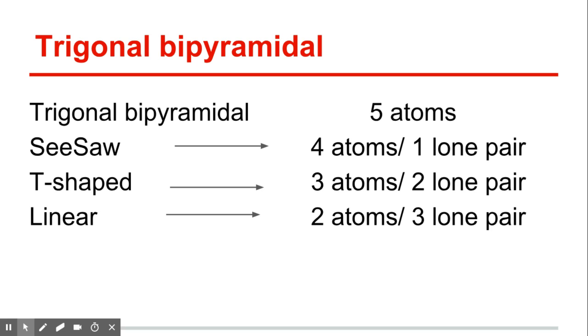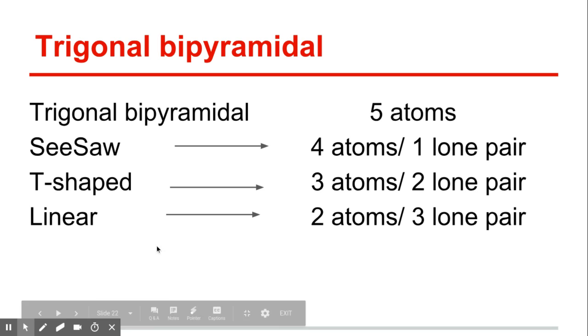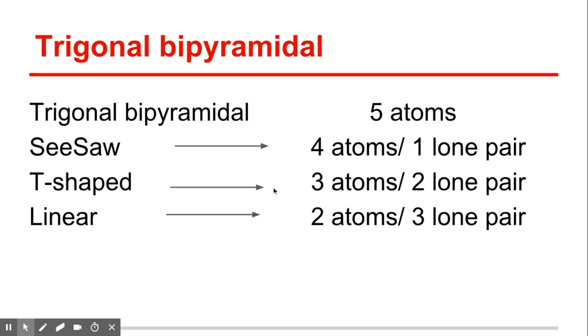Okay, now let's get to 5 things around the central atom. We have trigonal bipyramidal, which is 5 atoms. Seesaw means you have 4 atoms and 1 lone pair. T-shape is 3 atoms and 2 lone pairs. And linear is 2 atoms and 3 lone pairs. Again, notice that all you're doing is removing a bonding pair and replacing it with a lone pair each time.